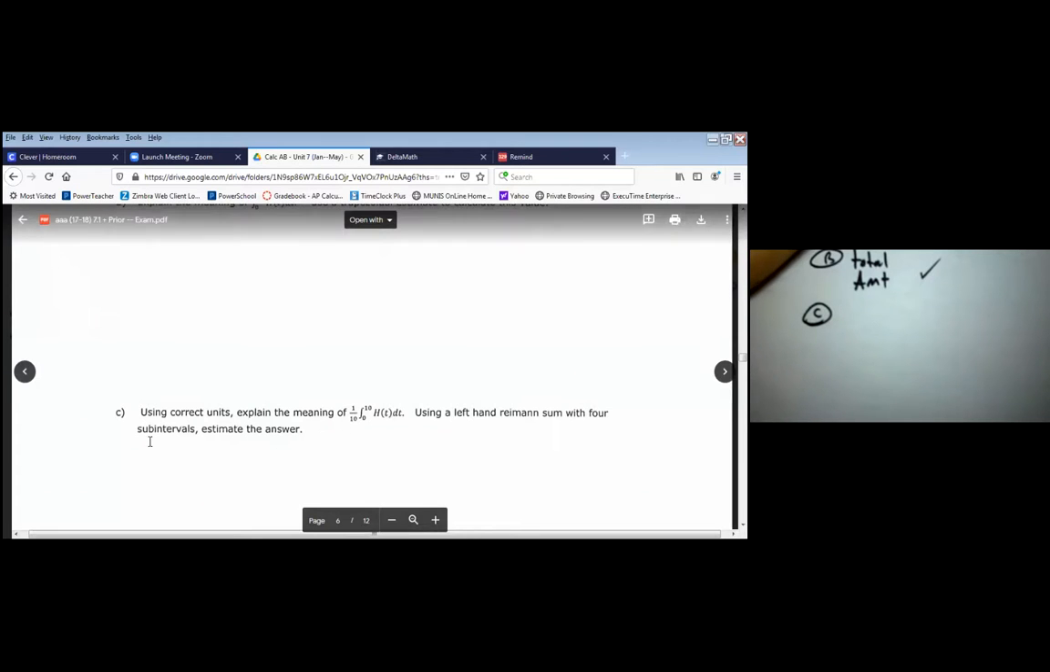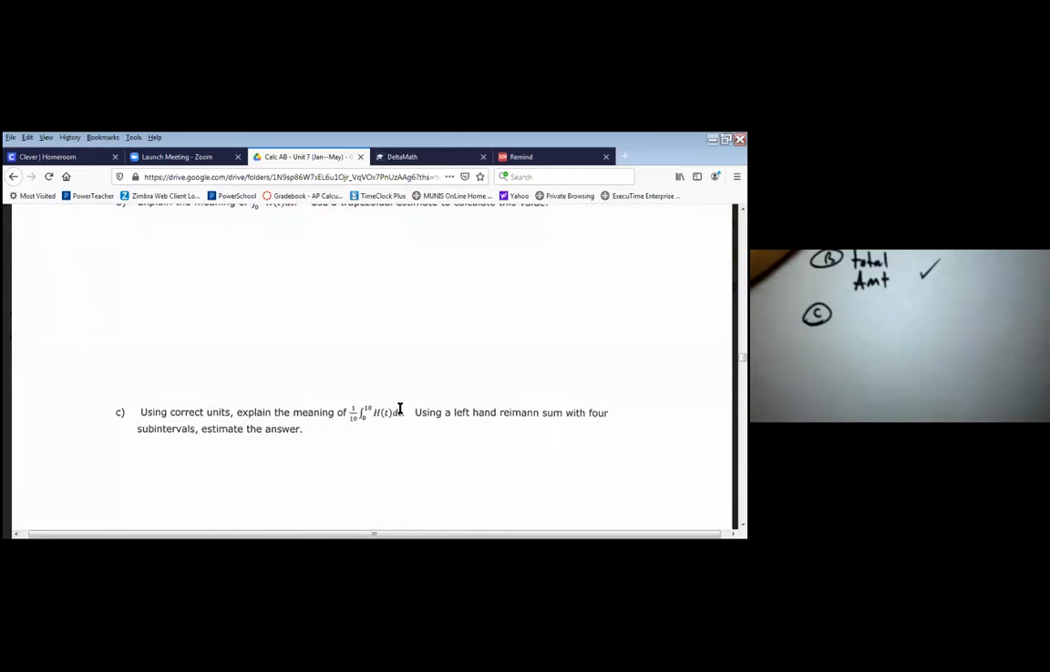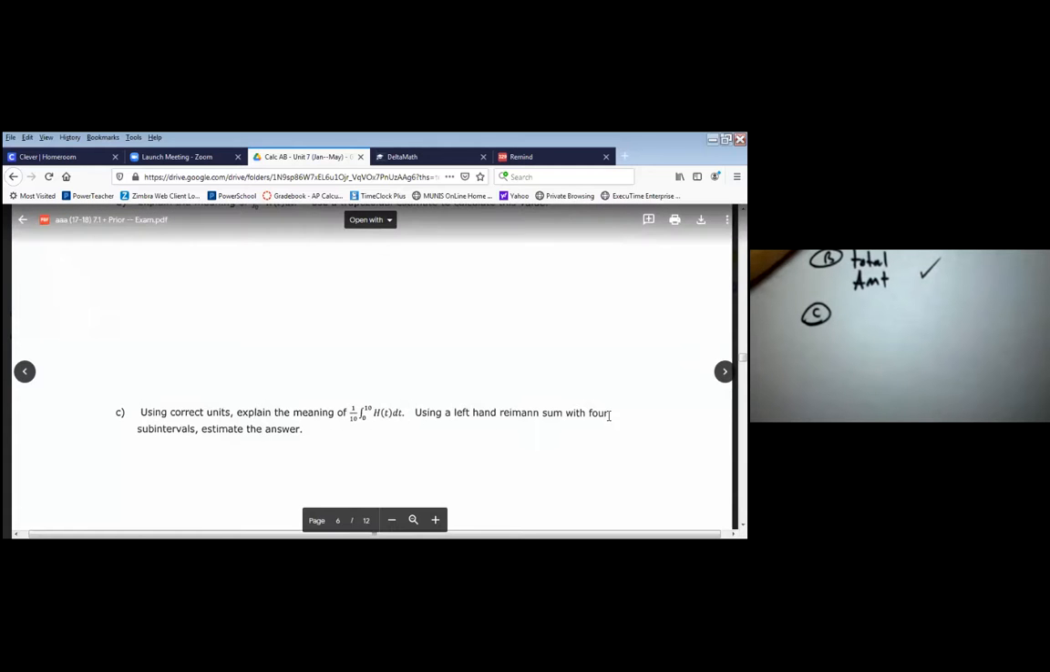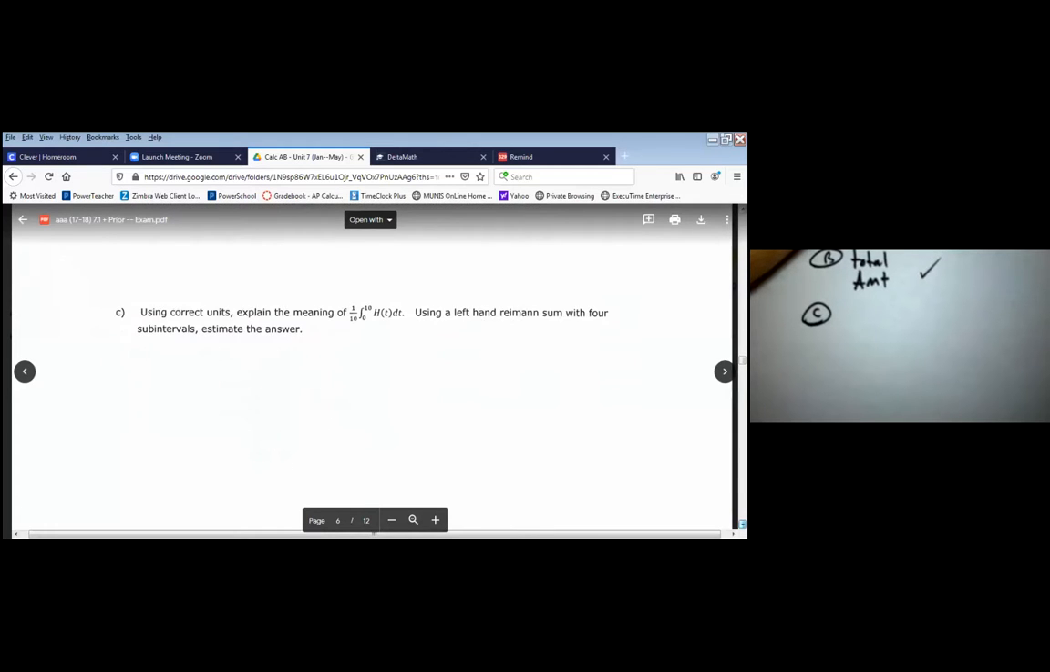Okay. Part C, using correct units, explain the meaning of this. All right, you don't know what that is. I need to teach that to you. Hold on one second. And then use a left-hand Riemann sum with 4 intervals. You know how to do that. Left-hand Riemann sum, no problem. We know how to do that. And then is there a part D or is that the end of this? Okay, that's it. All right, pause, come back.